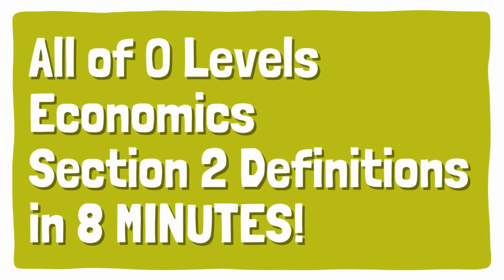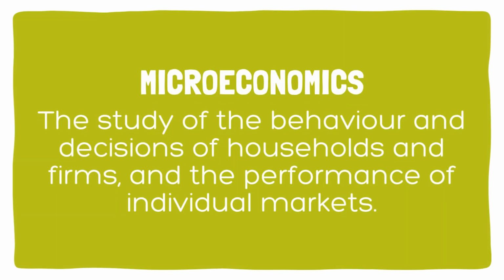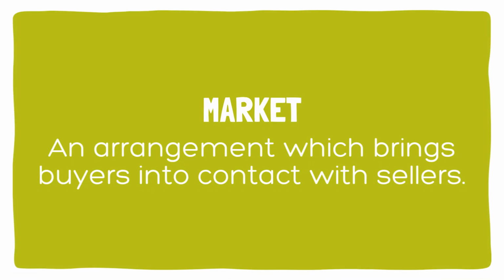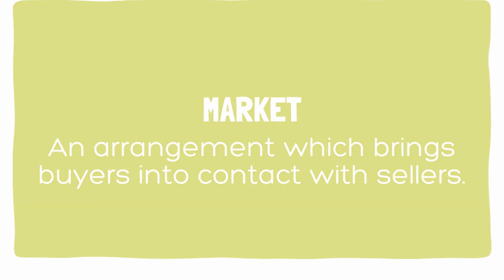These are all of O-Levels Economics Section 2 definitions in 8 minutes. Microeconomics is the study of the behavior and decisions of households and firms and the performance of individual markets. Macroeconomics is the study of the whole economy. Market is an arrangement which brings buyers into contact with sellers.